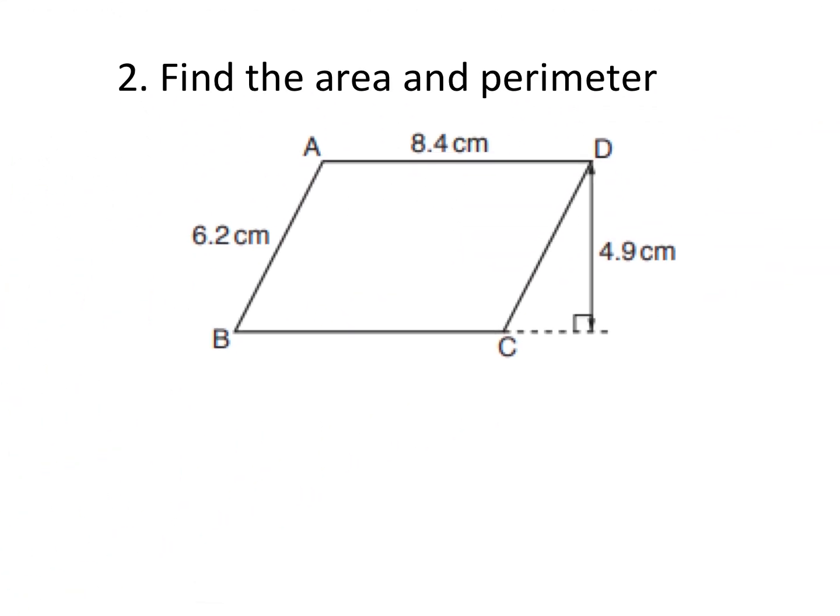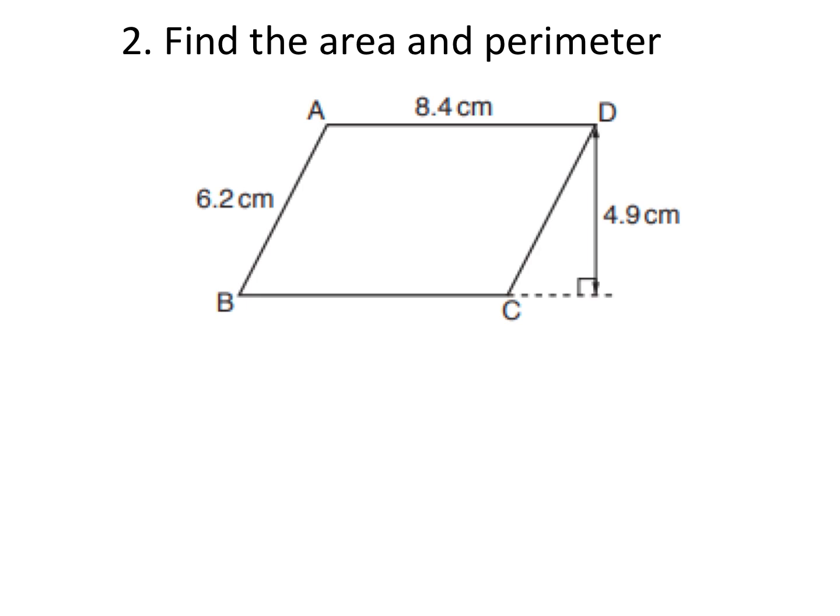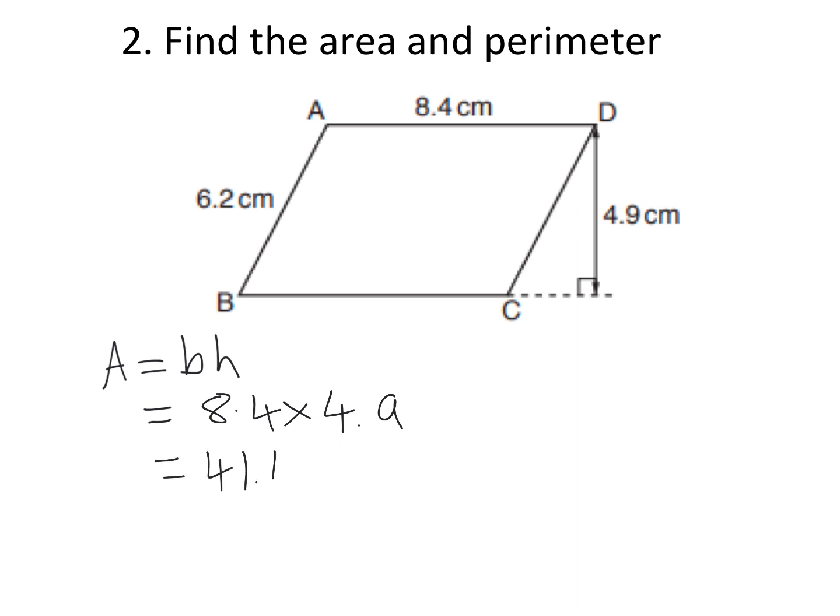Let's now consider the area and perimeter of the parallelogram. We'll begin with the area. The formula for the area is the base times the height, and the height is the perpendicular height, not the slant height. So we take a base of 8.4 and the height is 4.9. 8.4 times 4.9 is 41.16.